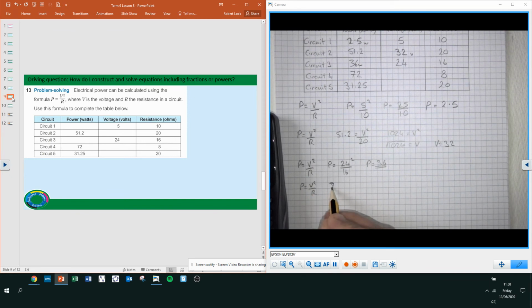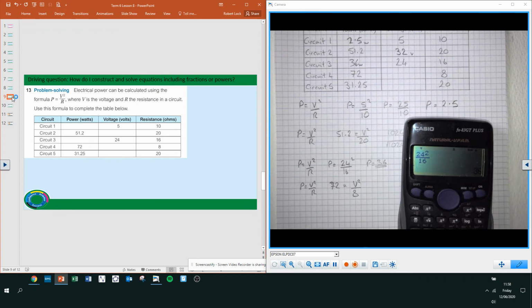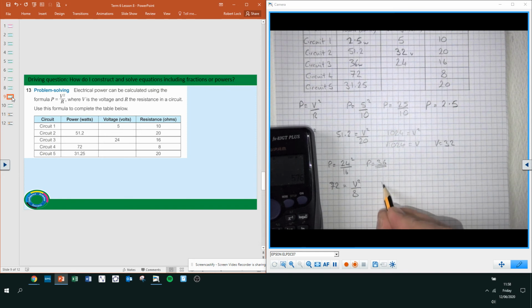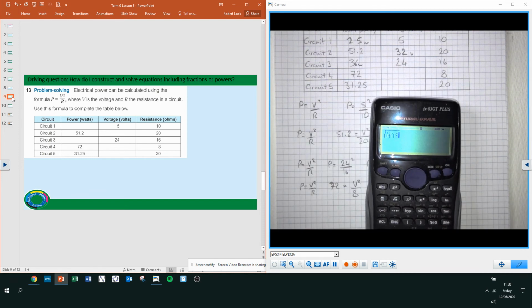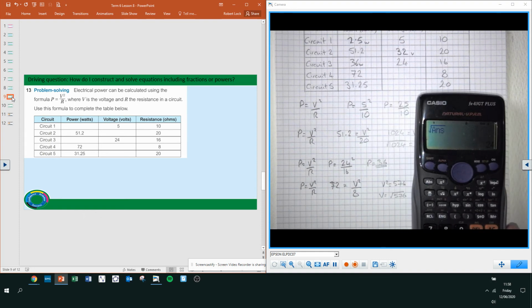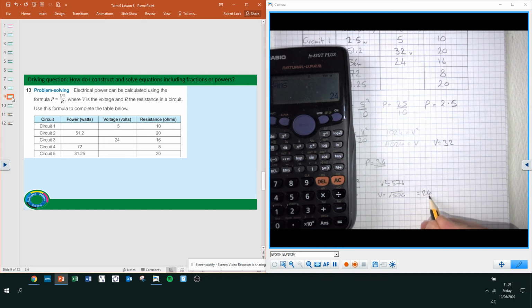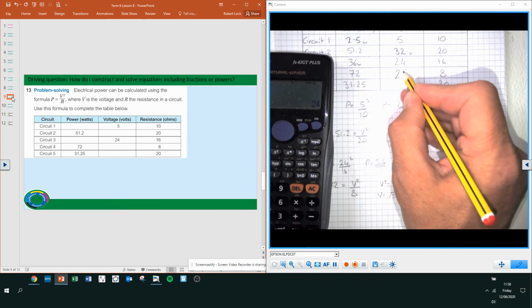P is 72 equals V squared over 8. To get rid of this, we need to times both sides by 8. So we end up with 72 times 8 equals 576. So V squared equals 576. We need the square root of 576 for V. So square root, the answer is 24. So the answer goes in there, 24 volts.